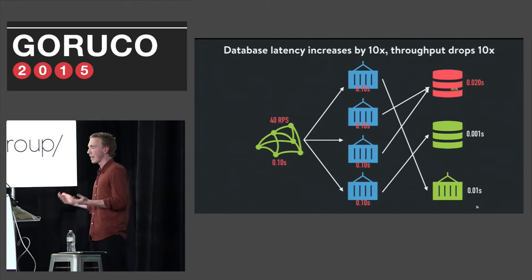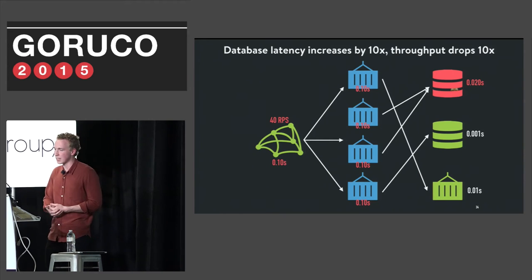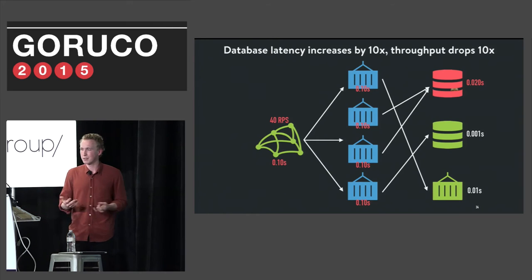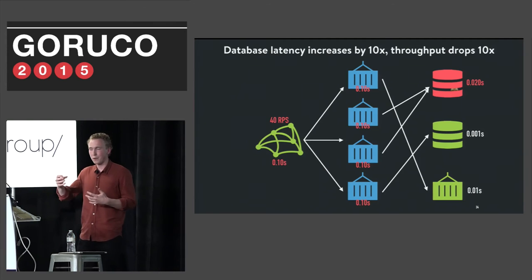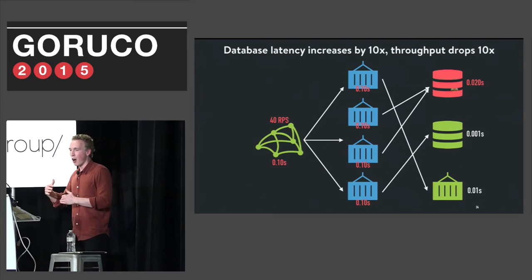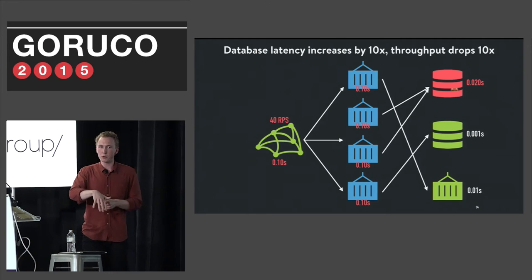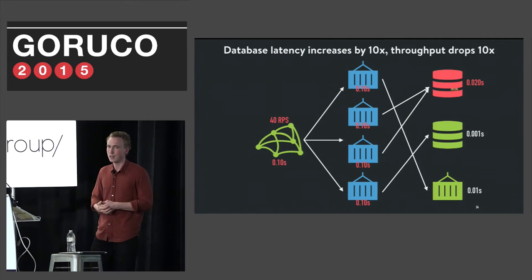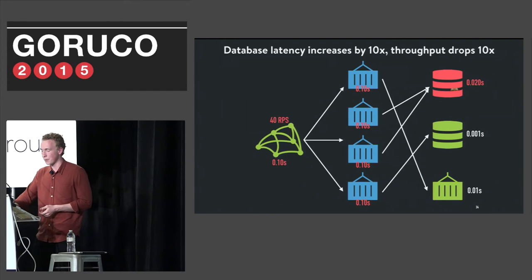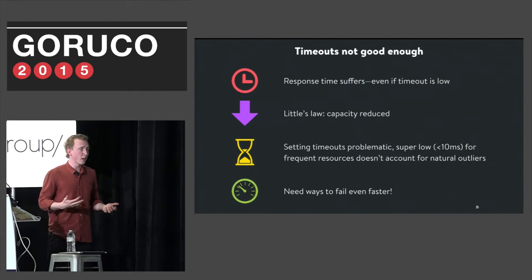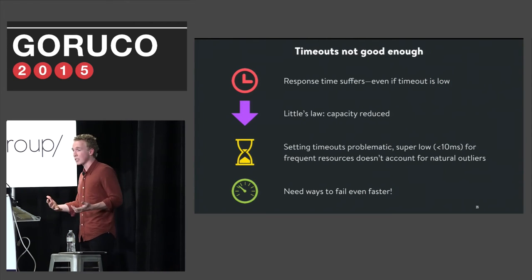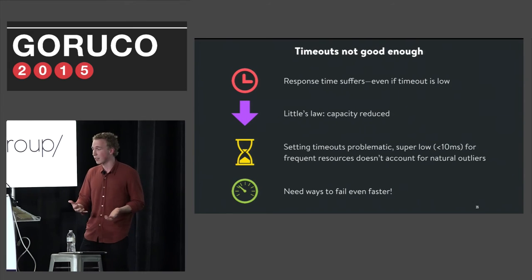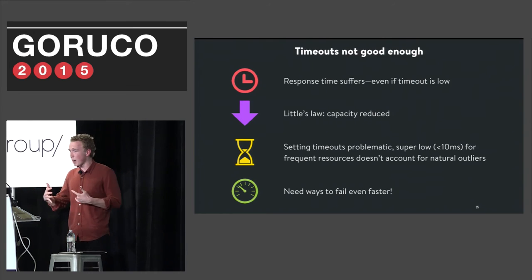That doesn't even account for things like network-level transmits that take hundreds of milliseconds, so you wouldn't have a timeout of that low either. And this tenfold increase in latency from that data store that's frequently accessed from everywhere else also results in the throughput dropping by an order of magnitude. This follows from the Little's Law that I showed before. So timeouts are really not good enough once you're at scale.